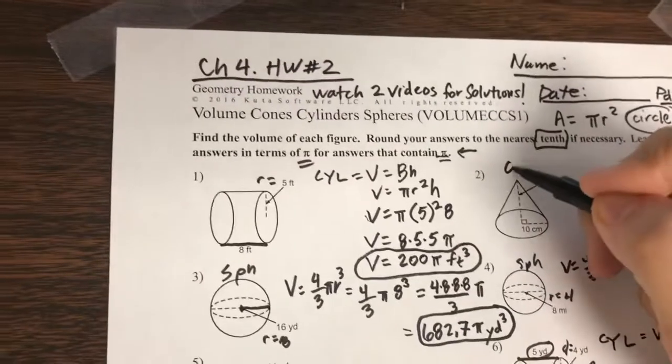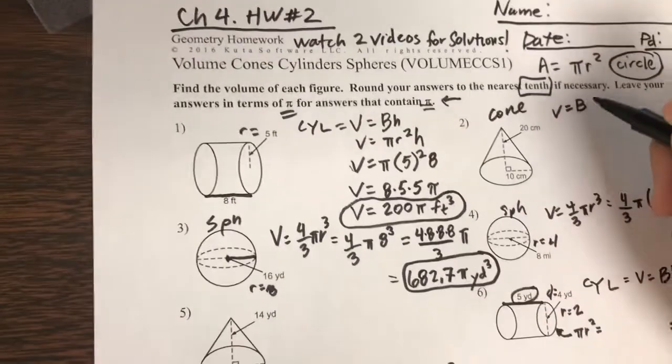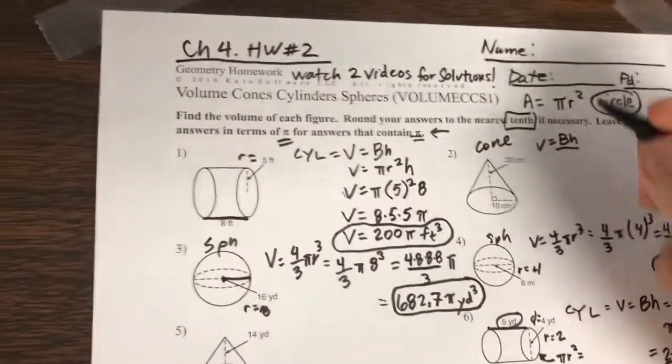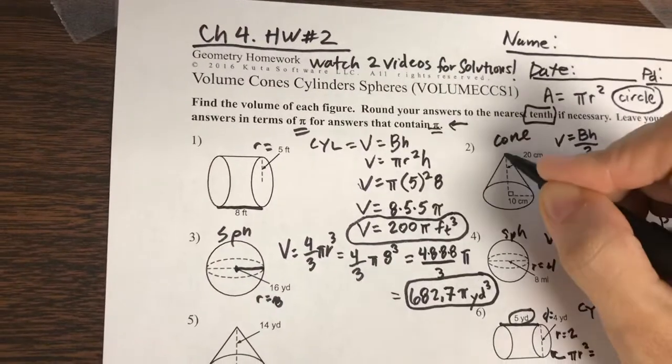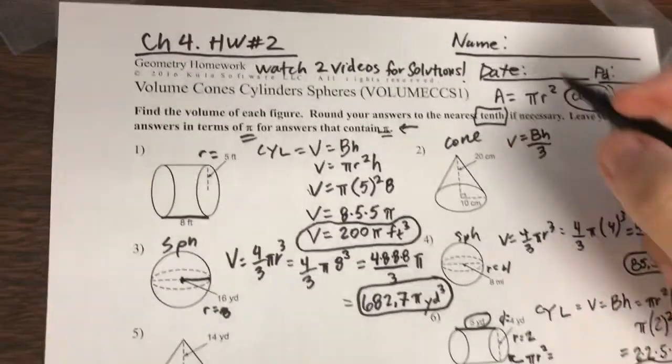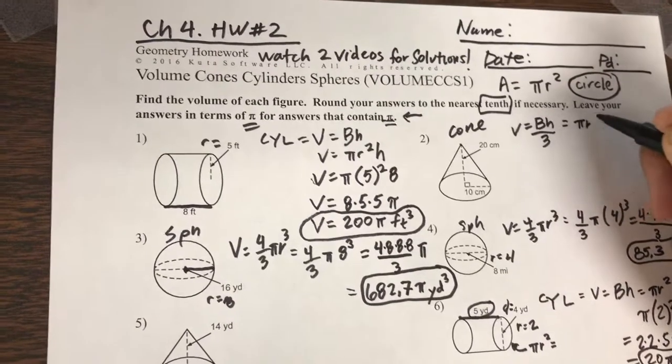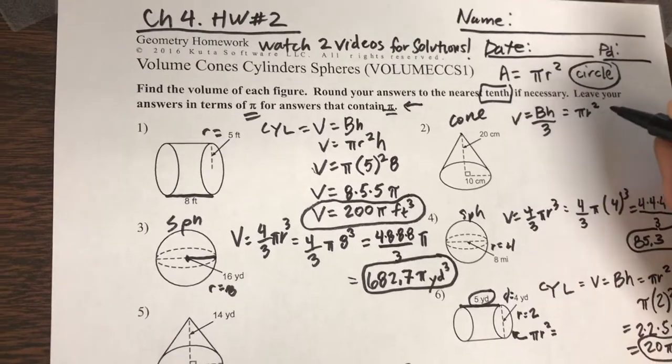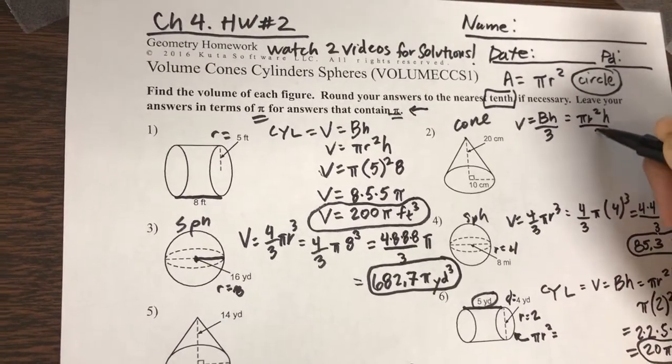Now, I'm going to do my cones. So everything else is a cone. That's the volume of anything in the universe: the area of the base times the height. But since it's pointy, I have to divide by 3. Now my base here is a circle. So that's why I need pi r squared h over 3.